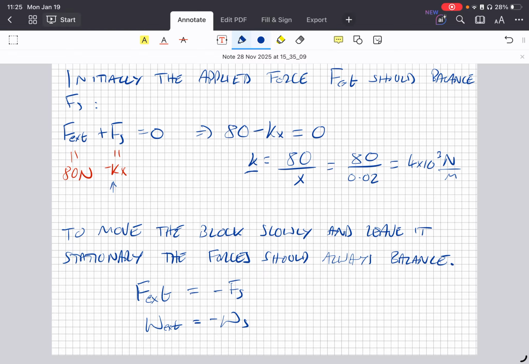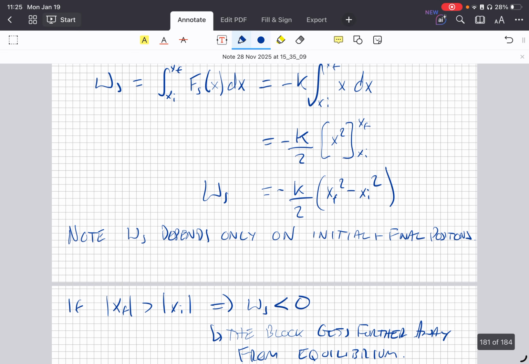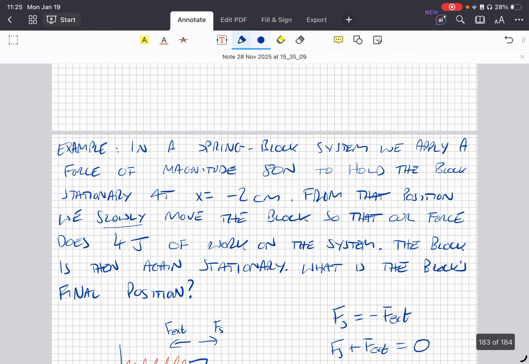Okay? So the force is in balance, the displacement being the same by necessity, and the work must always be balanced. Now, the good thing is we know what the work done by the spring is. We derived that in the previous video. So this is the work done by the spring. We just need the final and initial position. Of course, what we're actually trying to determine is the final position. We know what the initial position is. It's minus 2 centimeters. So given what we know, we should be able to determine the final position.